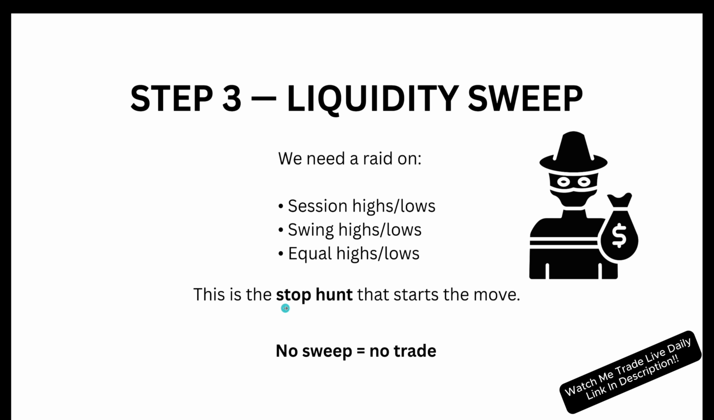So this is the stop hunt that starts the move. Let's say you have built a higher time frame narrative and bias that we are bearish. You always want to anticipate some run higher that raids buy side liquidity. So for a valid short, you would want to see price take out London highs, Asia highs, previous day highs, and then anticipate your sell model. It would be vice versa for looking for buys. So no sweep means no trade.